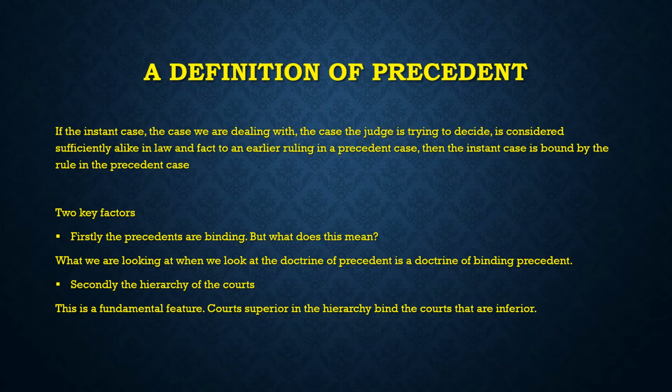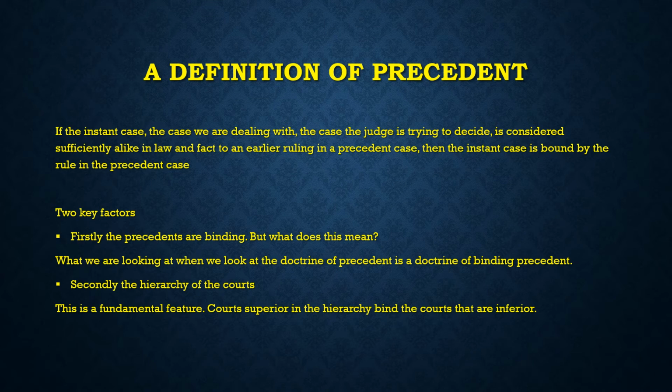So the two key features of the doctrine of precedent are that firstly, the proceedings are binding. What do we mean by binding? In order to answer this, we can cast our mind to the distinctions between civil and common law. What characterizes civil law is a binding code. Cases tend to be illustrative and not binding as the code is binding. In common law, however, the precedents themselves are binding as there is no code. So what we are looking at when we look at the doctrine of precedent is a doctrine of binding precedent.